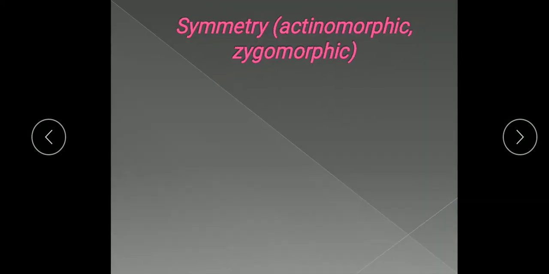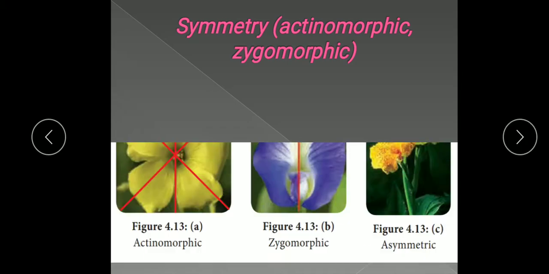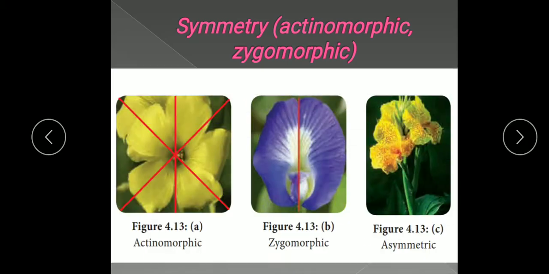Next we will study symmetry in the flower. As you have studied symmetry in animals also, now we will see symmetry in flowers. Symmetry may be actinomorphic, zygomorphic or asymmetric. Actinomorphic symmetry is where a flower can be divided into two exactly equal halves by a vertical section passing through the center in any plane.